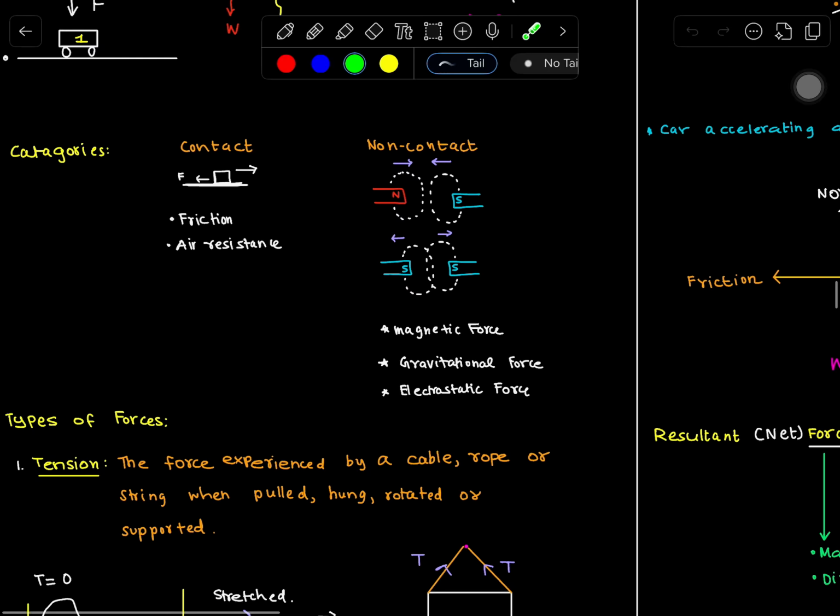Now, non-contact forces are forces that do not need two objects to be in contact for them to act.